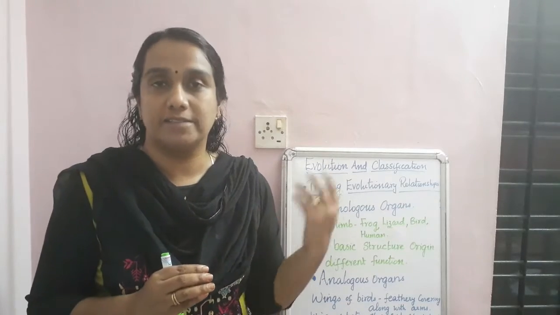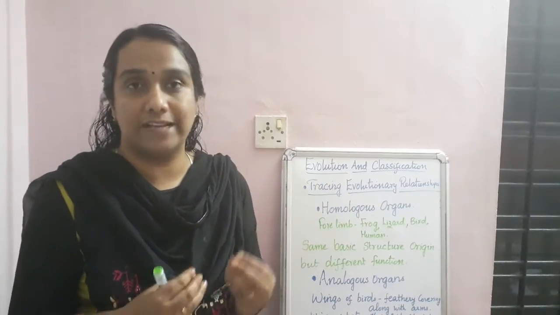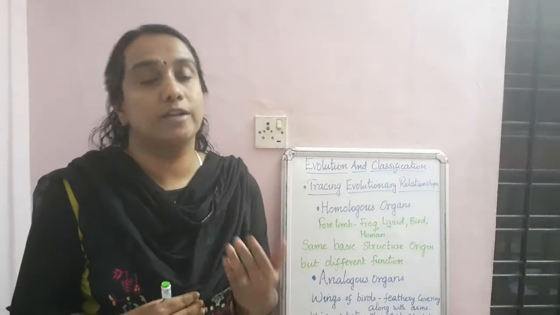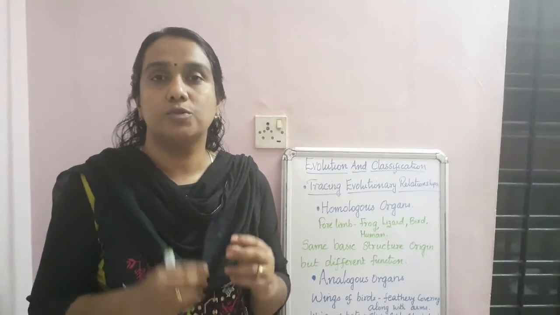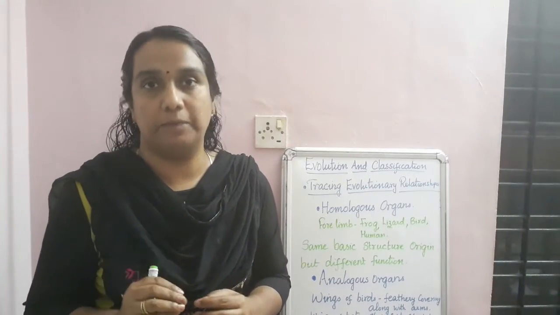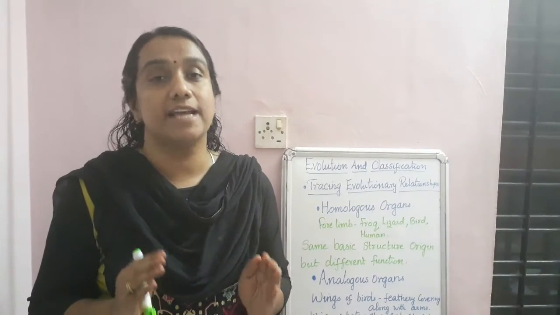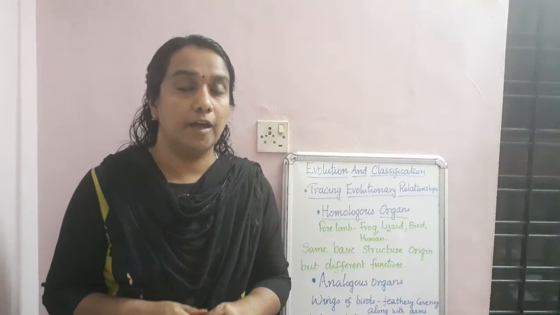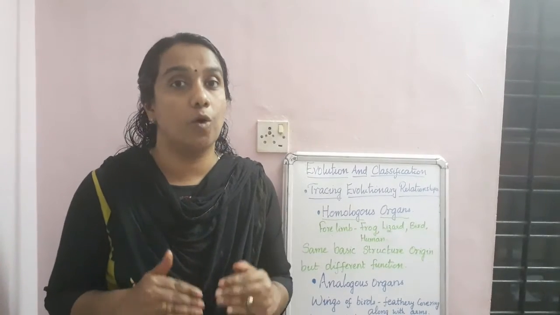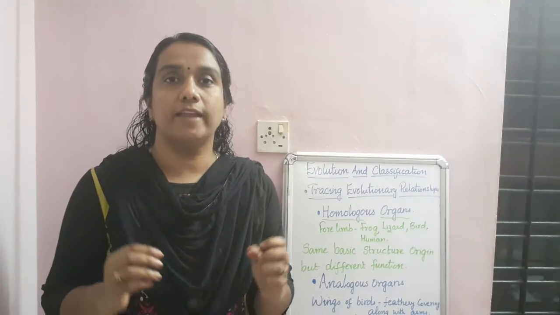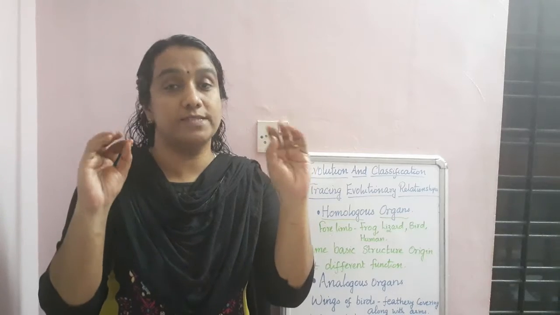Now we will see how we can do the tracing of evolutionary relationship. Two important points you have to keep in mind. One is homologous organs and the other is analogous organs. Now we will see what are homologous organs. Can you see what this is?